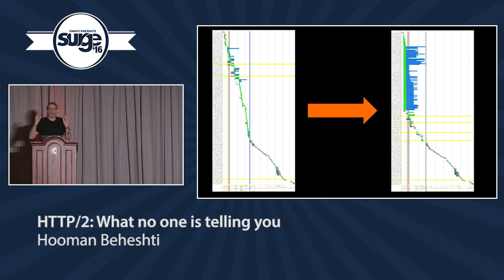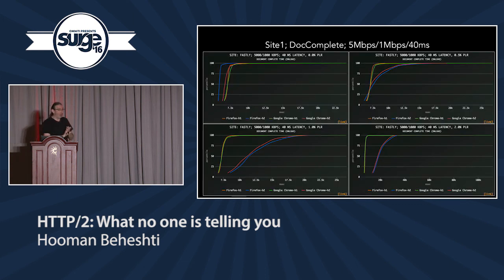I have 6 CDF charts I'm going to show you quickly. Here is the .complete one. Train your eyes on blue and red versus orange and green. That's H2 on Firefox and Chrome versus H1 on Firefox and Chrome. So blue is H2, red is H2, orange is H1, green is H1.